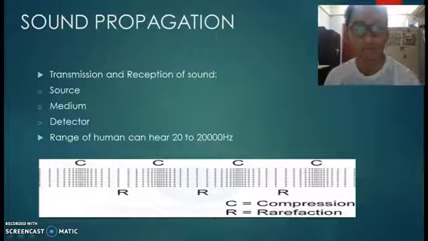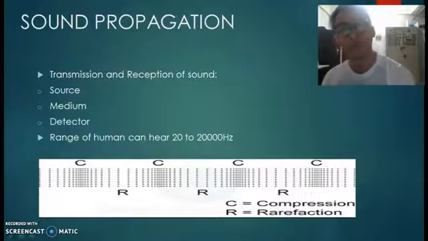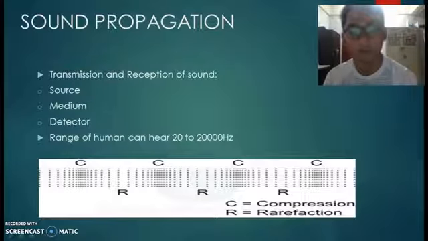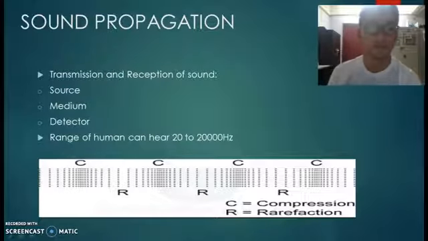So, sound propagation, transmission and reception of sound. It has three things that determine it: source, medium and detector. Range of human hearing is 20 to 20,000 Hz, as I told you. Okay, down there you can see compression and rarefaction, the molecules.